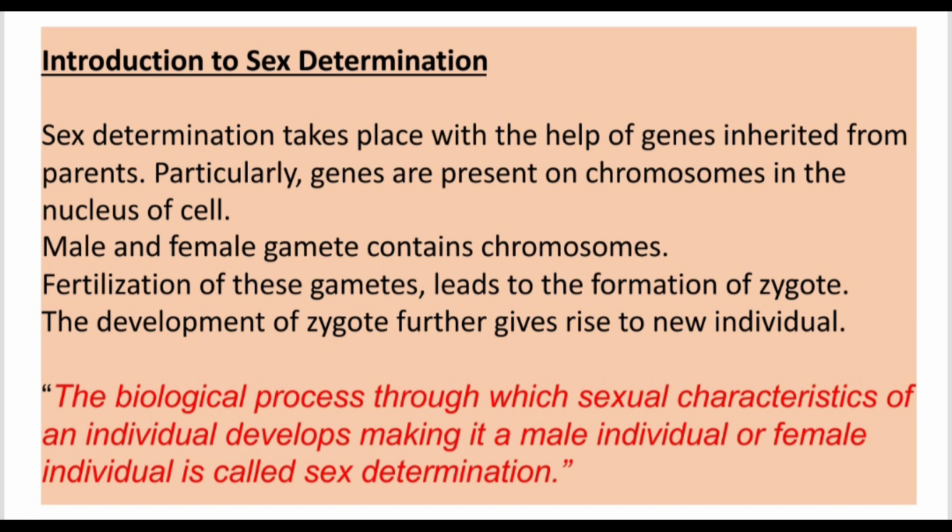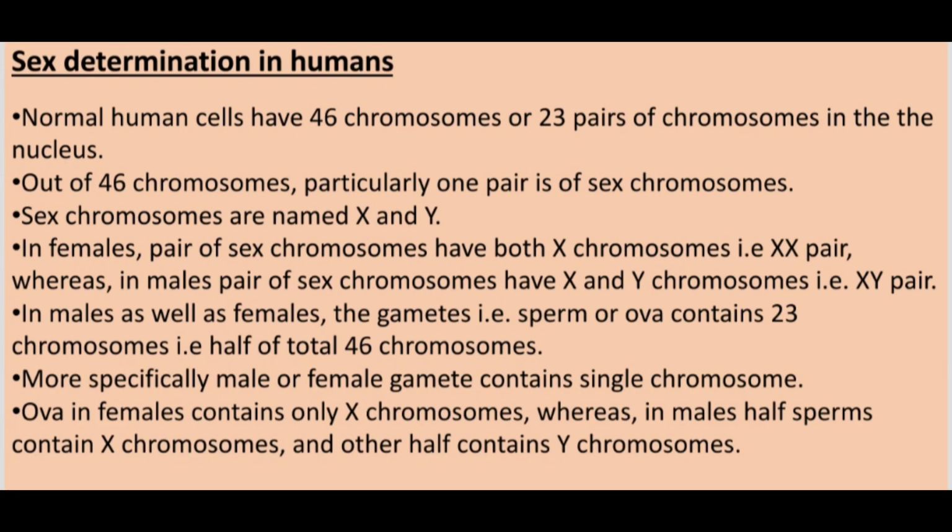Male and female gametes contain chromosomes. Males have XY and females have XX. Fertilization of these gametes leads to the formation of a zygote, and then the zygote develops into an embryo, and further it develops into a new individual. The biological process through which sexual characteristics of an individual develop, making it a male individual or a female individual, is called sex determination.